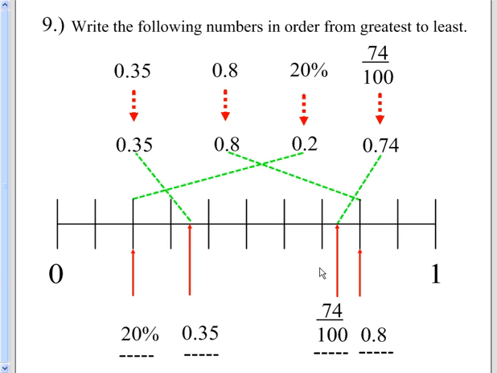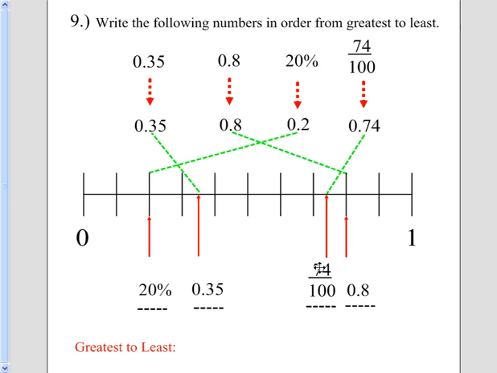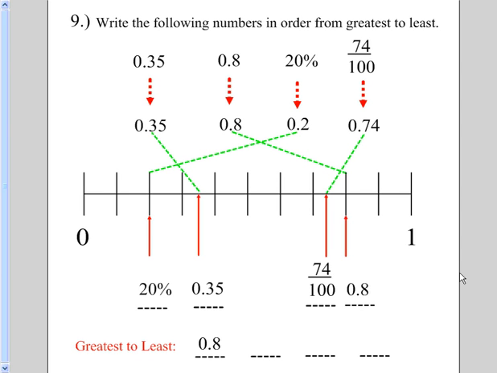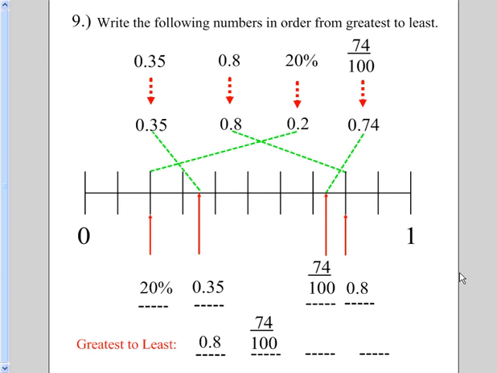The question asks us to put the numbers in order from the greatest to the least, from the biggest to the smallest. So let's go back and change this and switch it around so that we have 8 tenths first, and then 74 hundredths, and then 35 hundredths, and then 20%, because that's what the question is asking us to do.